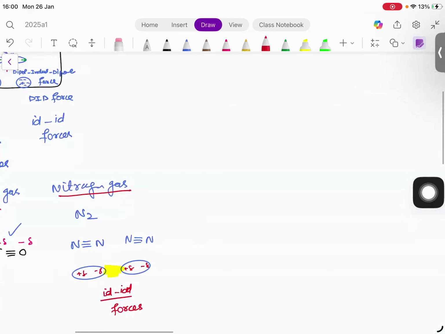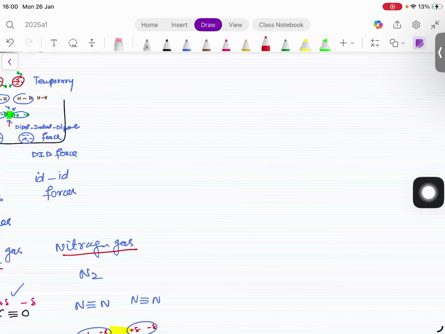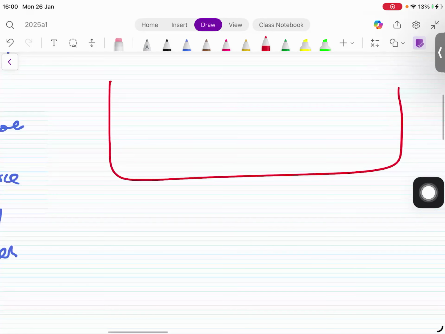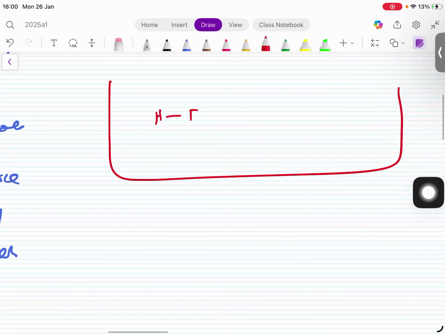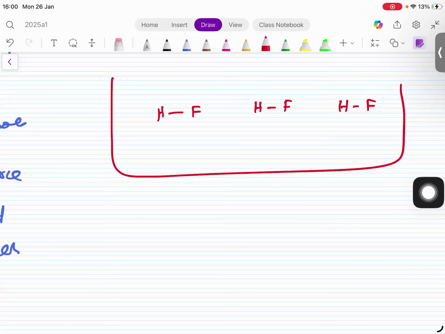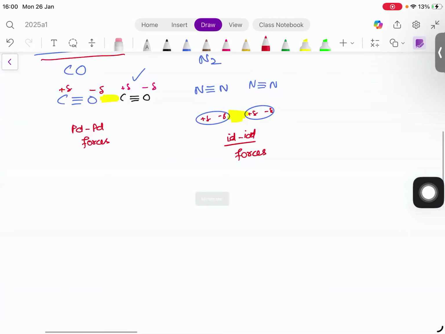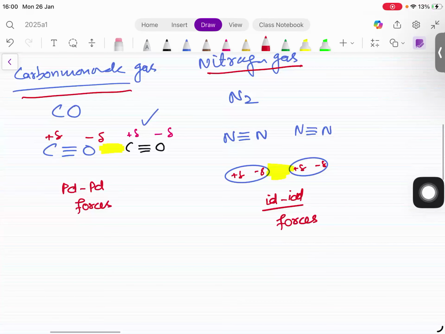Now, moving on. If you look at hydrogen fluoride here, look at this, kids. Okay, now hold on, just for a minute. Now, what did you say? Here is the ID forces.